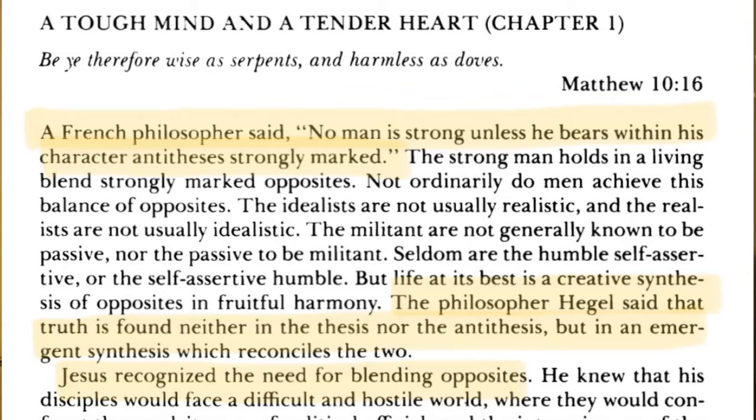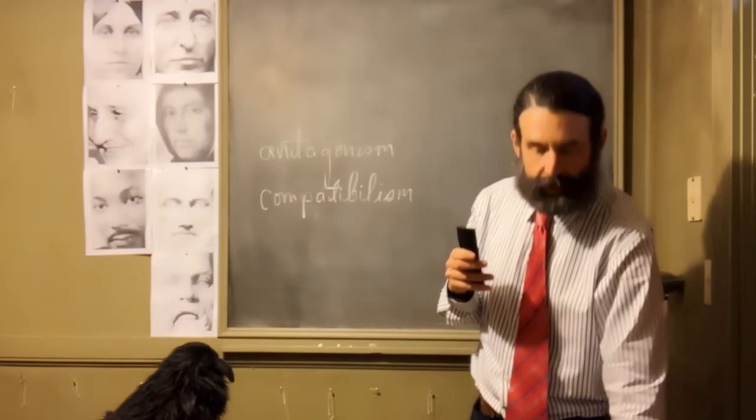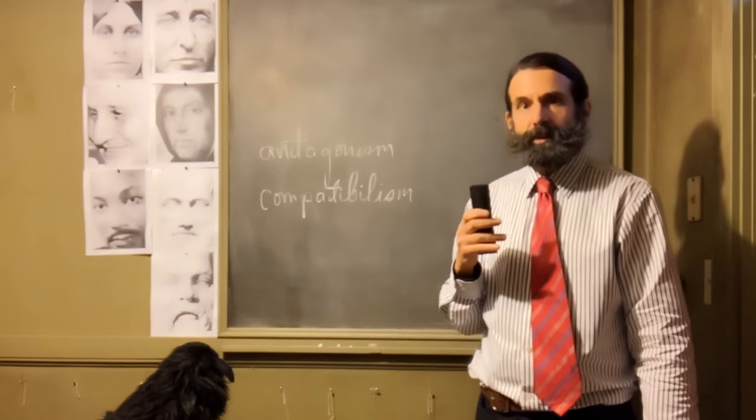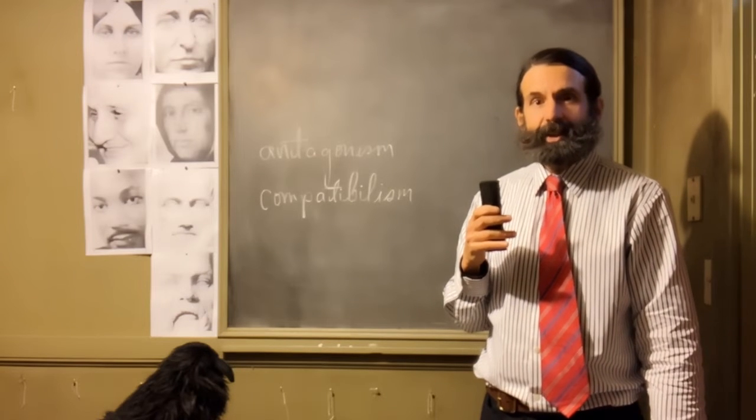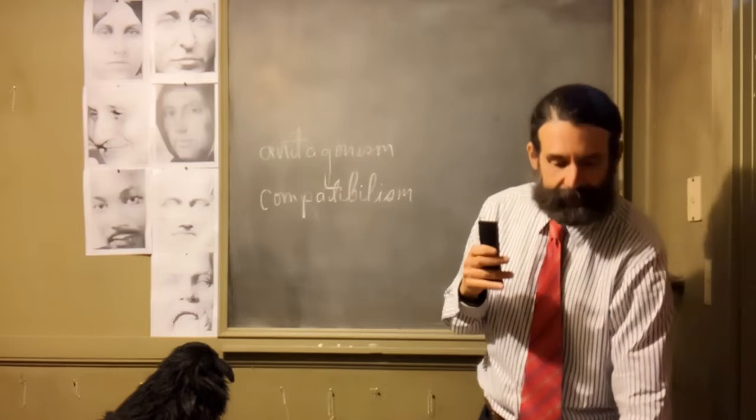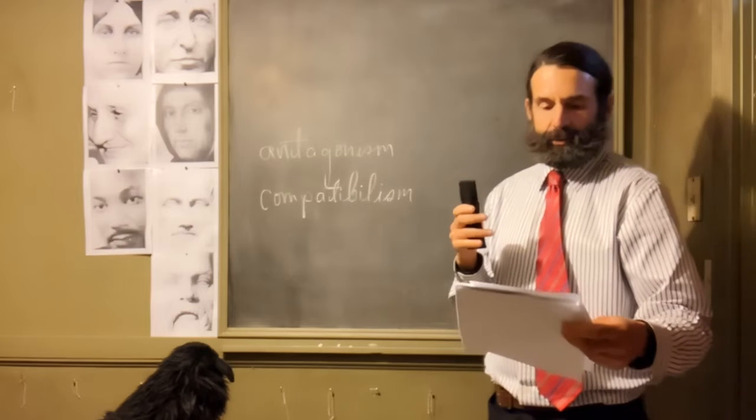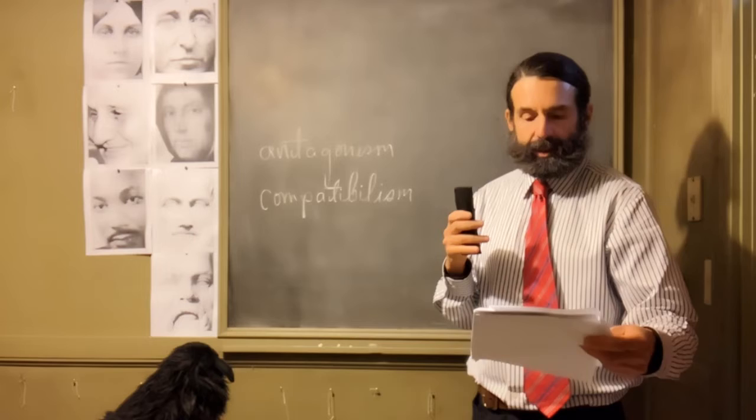Reading on page 491, Jesus recognized the need for blending opposites. And we've looked already at the passage from the sacred scripture where the Son of God proposes that the disciples may be both like snakes and also like doves. So a truth that philosophers have reached is also a truth found in sacred scripture. In short, an article of faith.